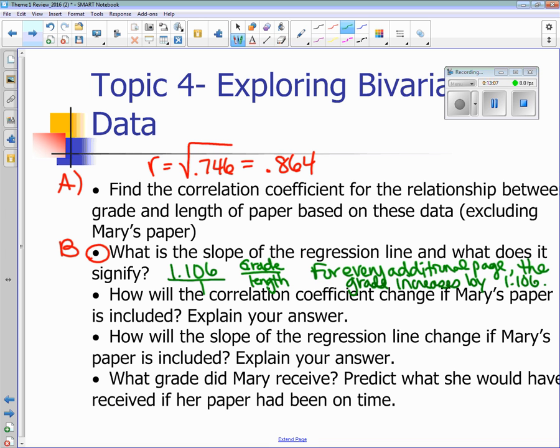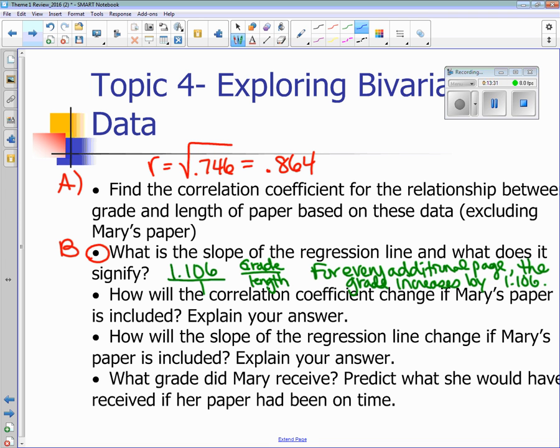How will the correlation coefficient, so how will R, which is 0.864, change if Mary's paper was included? Is it going to stay the same? We're going to use strength words. Is it going to increase or decrease? Is it going to become stronger or weaker? What do you think? It's going to decrease.